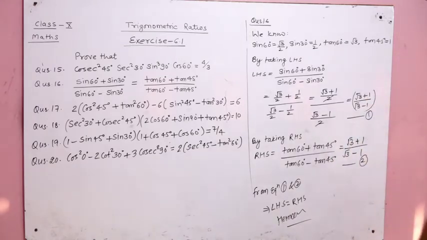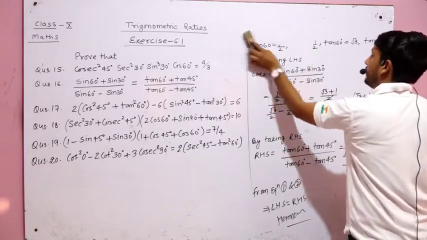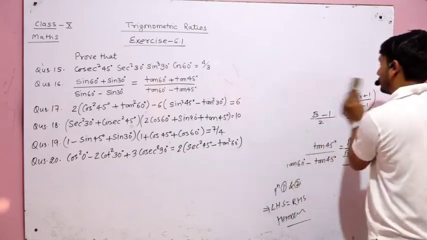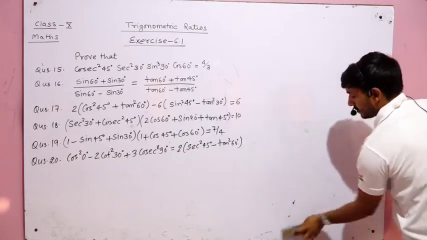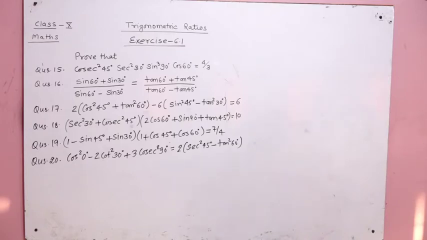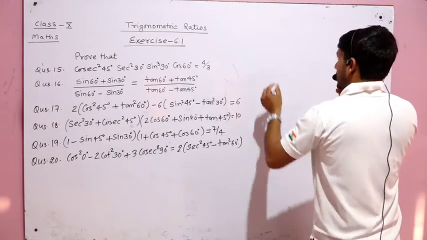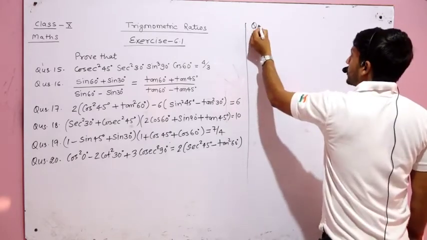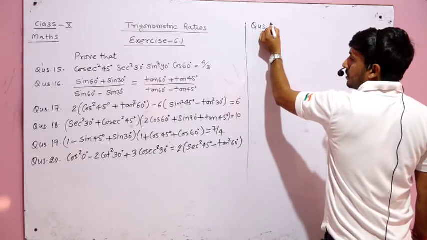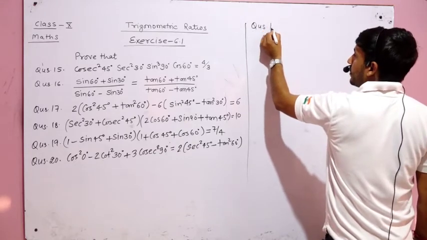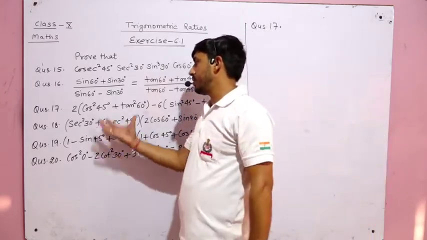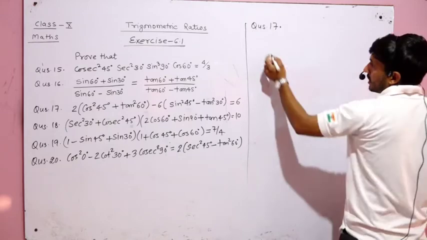Then the next question, we have question number 17. First we have to take all the values, then first write down.